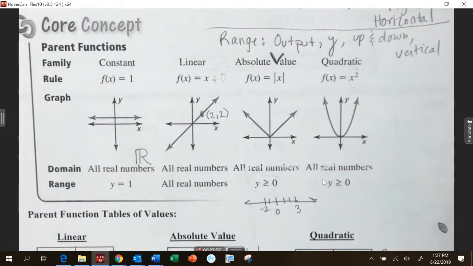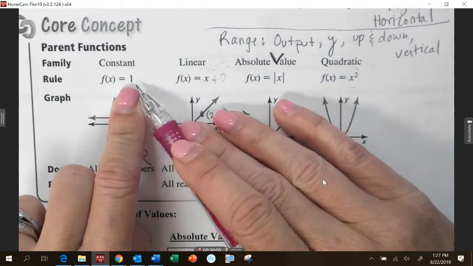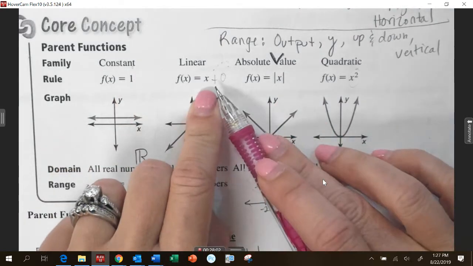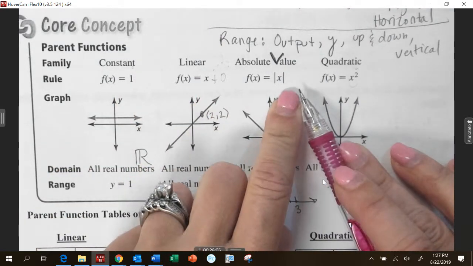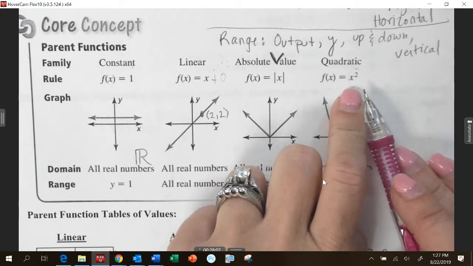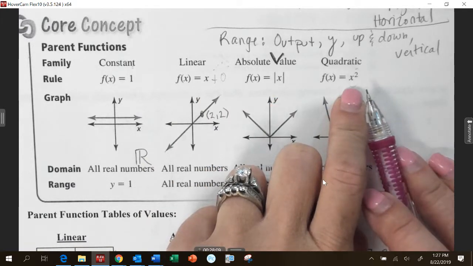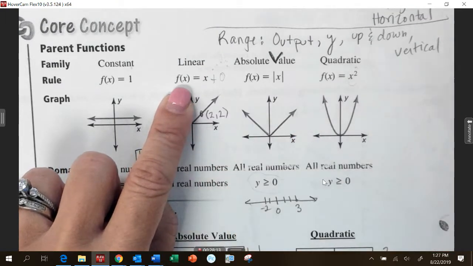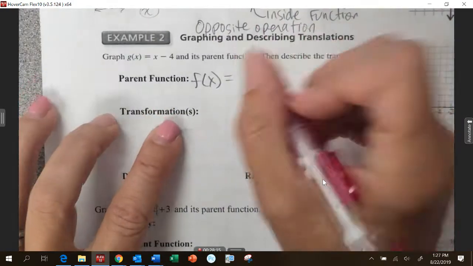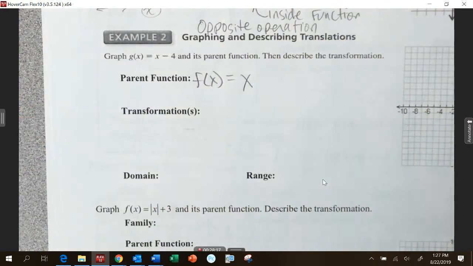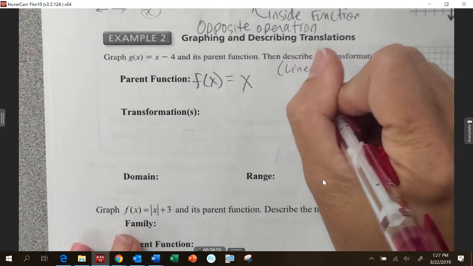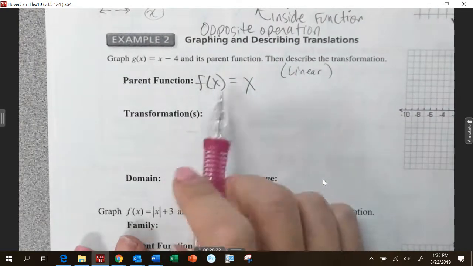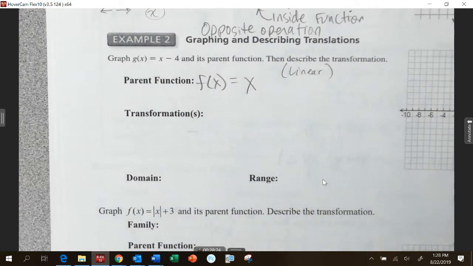For x minus 4, is that a number by itself? Does that have an x? Does it have an absolute value? Or does it have an x squared? It's linear. So the parent function is f of x equals x. So that's what I'm going to answer for my parent function. It's linear. I can write words on here too. Linear.